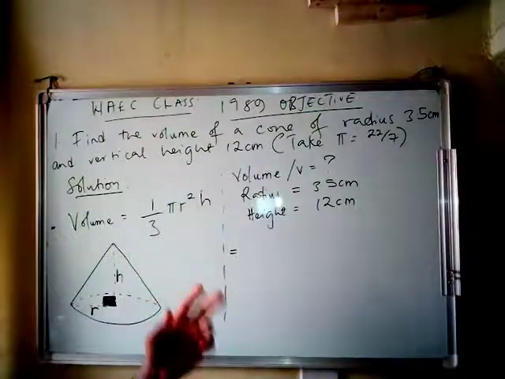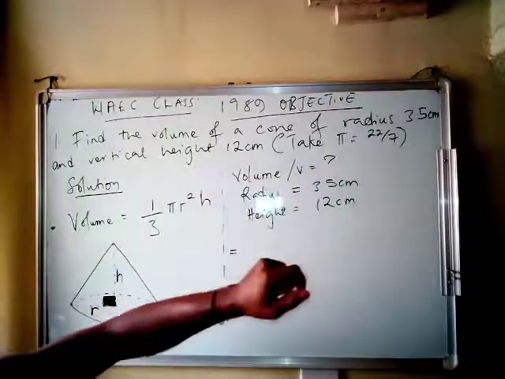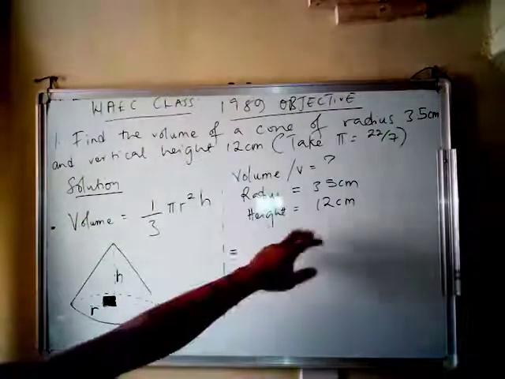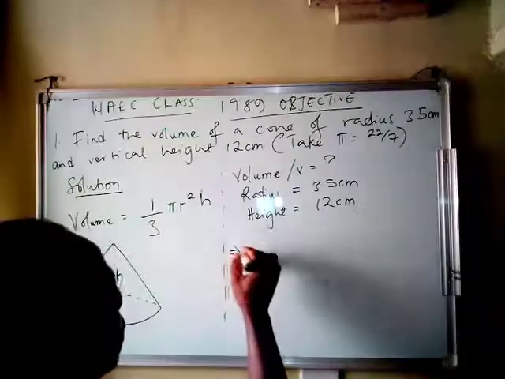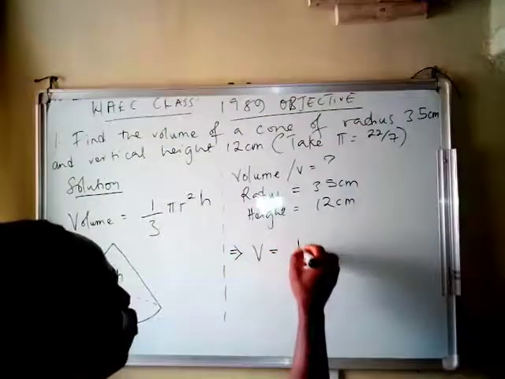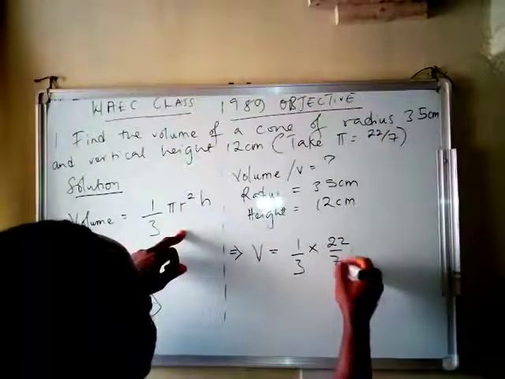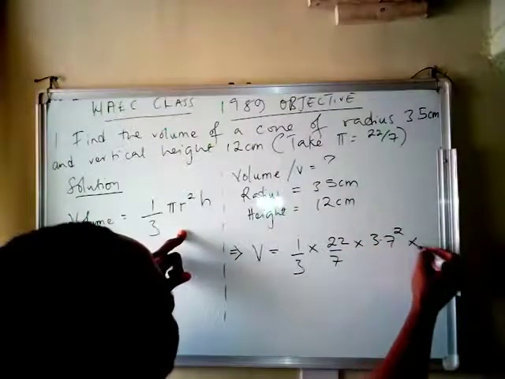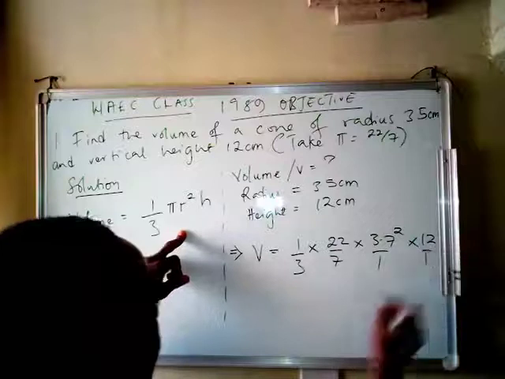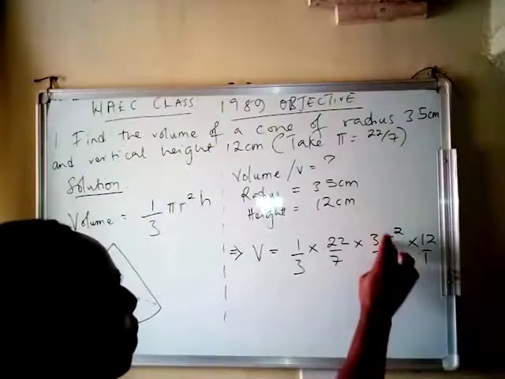Alright, now having considered these parameters, do you notice that we already have pi? Pi is given, the radius is given, the height is given. So it's very easy to work with volume as the unknown. So let's apply that. So this implies that V is equal to 1 over 3. So we are substituting now. Pi is 22 over 7 times R. R we have 3.5 squared times height, which is 12, right? So I prefer to put over 1 in all of them. Sorry, this is 3.5, not 3.7.